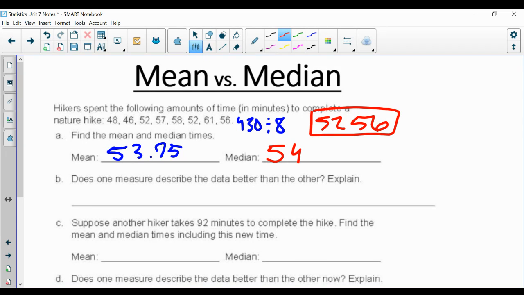So let's ask ourselves, does one measure describe the data better than the other? Well, what do you notice about these two? I notice that they're both very close to each other. We have 53.75 and we have 54. So they're 0.25 away from each other. And when I look back up at my data set, I don't see an outlier. And so I know that my mean is not being skewed or thrown off. So in this case, both would be a good measure of center.